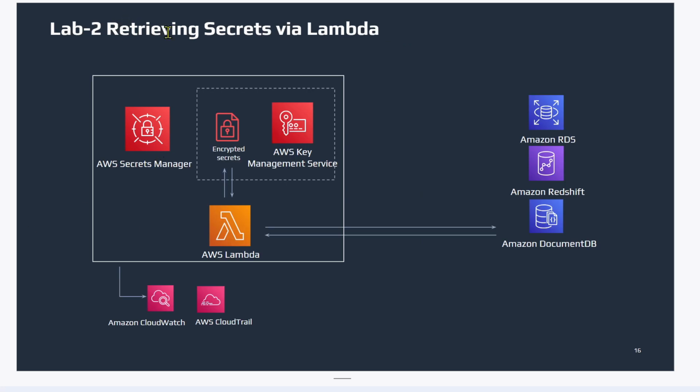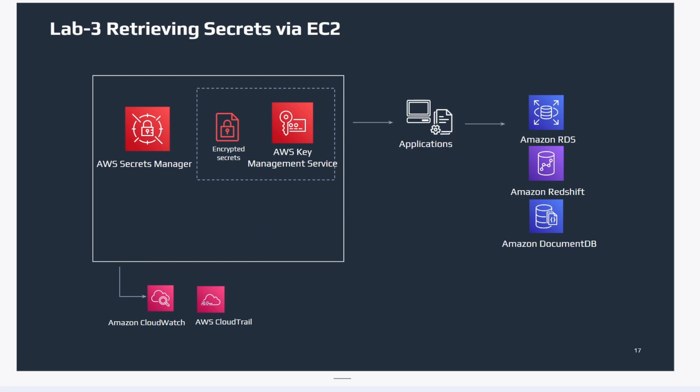In lab 2, we'll retrieve secrets via Lambda. We'll create a custom application, and we'll actually access secrets through Lambda from Secrets Manager. In the third lab, we'll access secrets from EC2, and how you can use Secrets Manager with EC2. And in lab 4, we'll take a look at ECS. We'll spin up some containers. We'll fetch secrets with the help of API calls with ECS.